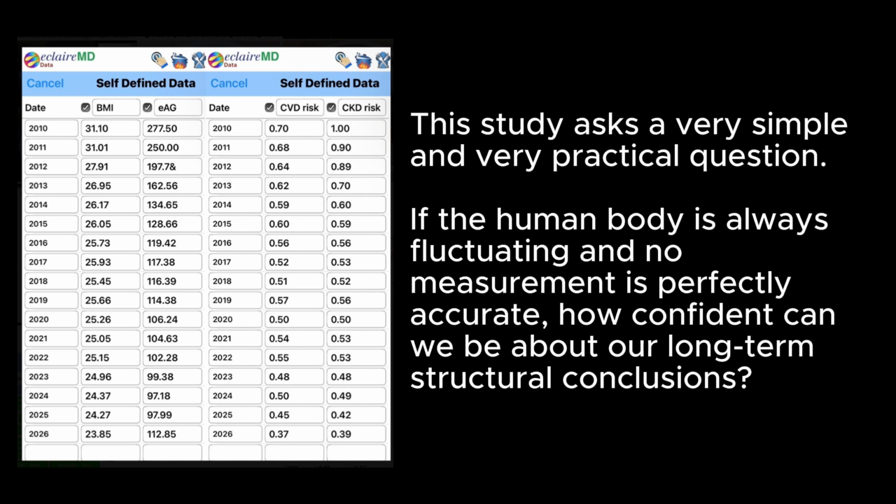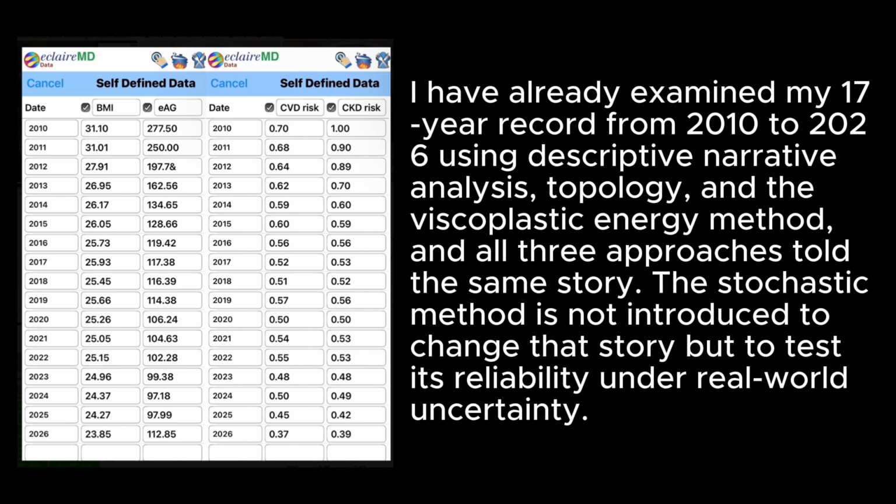This study asks a very simple and very practical question: if the human body is always fluctuating and no measurement is perfectly accurate, how confident can we be about our long-term structural conclusions? I have already examined my 17-year record from 2010 to 2026 using descriptive narrative analysis, topology, and the viscoplastic energy method, and all three approaches told the same story. The stochastic method is not introduced to change that story but to test its reliability under real-world uncertainty.